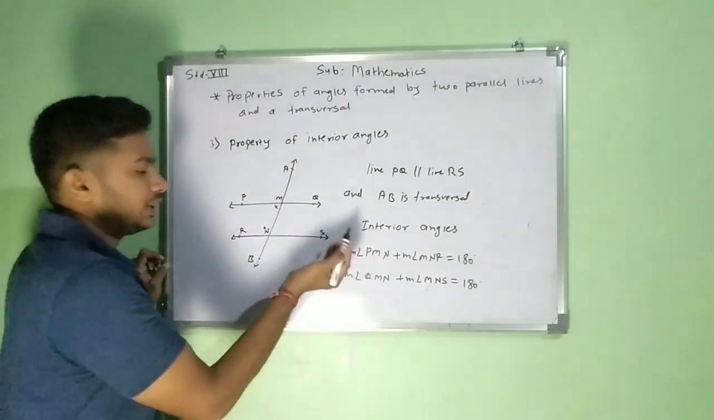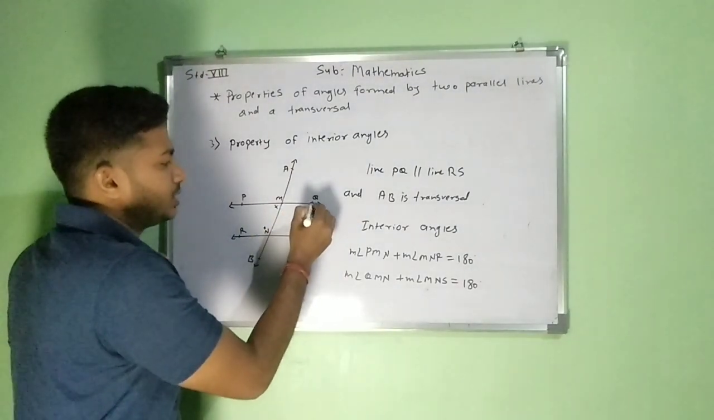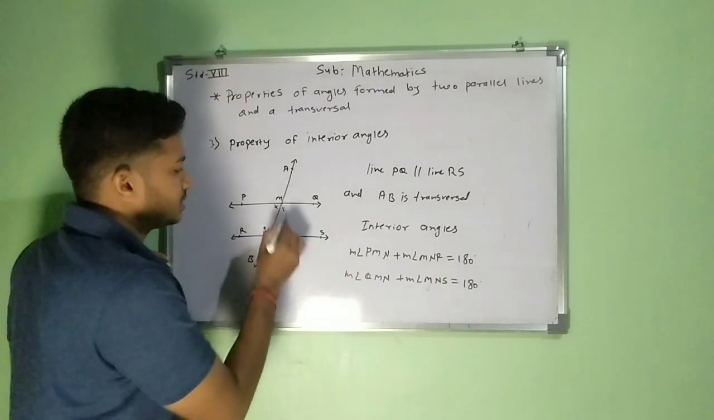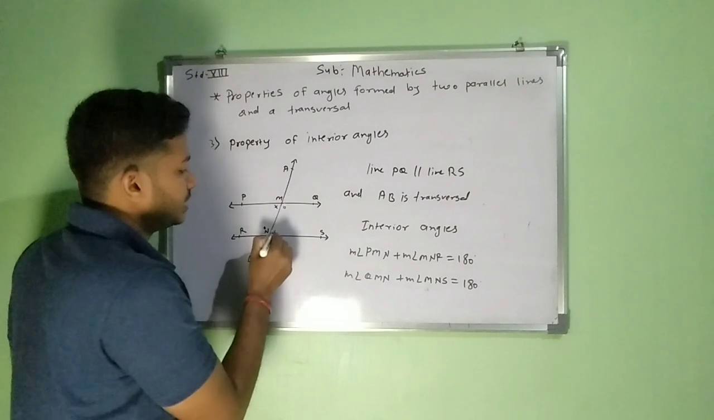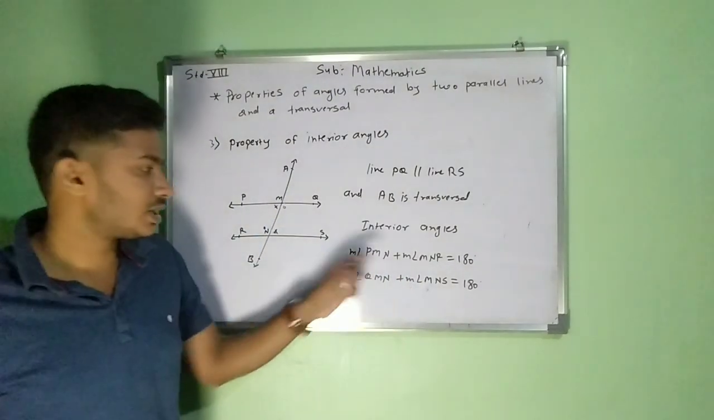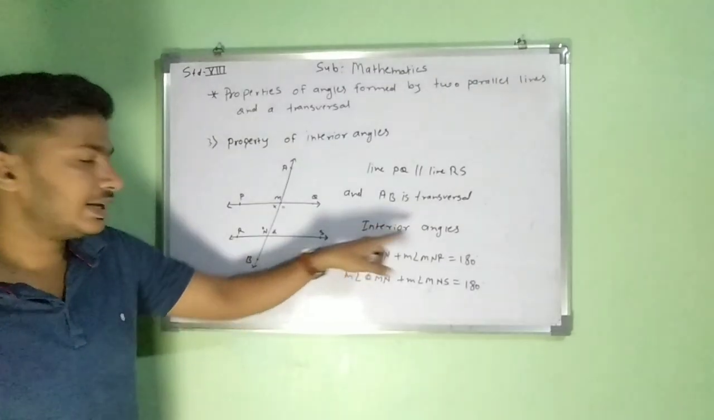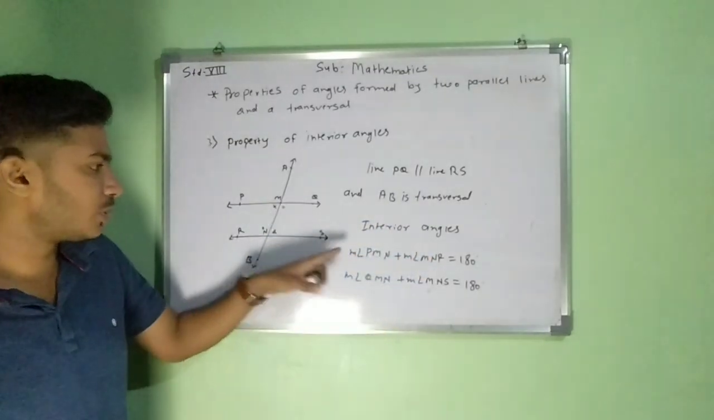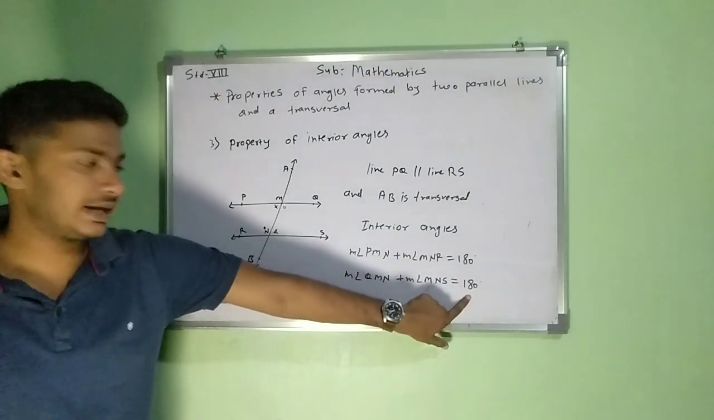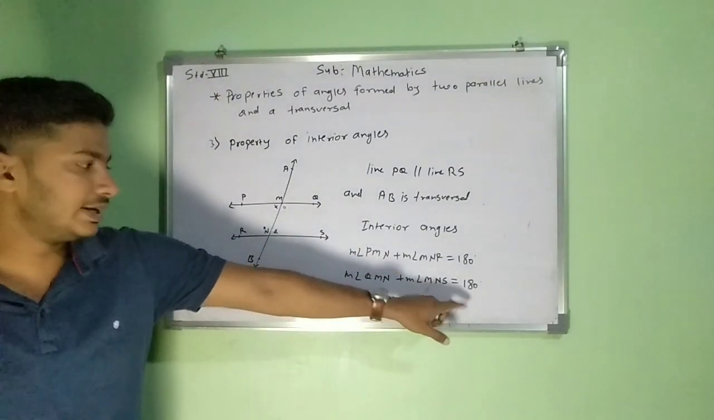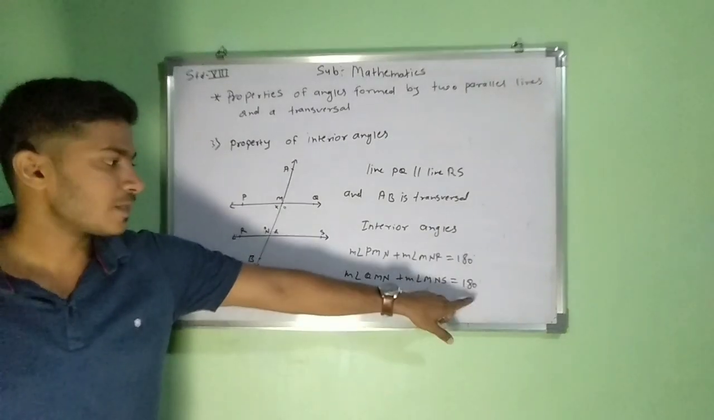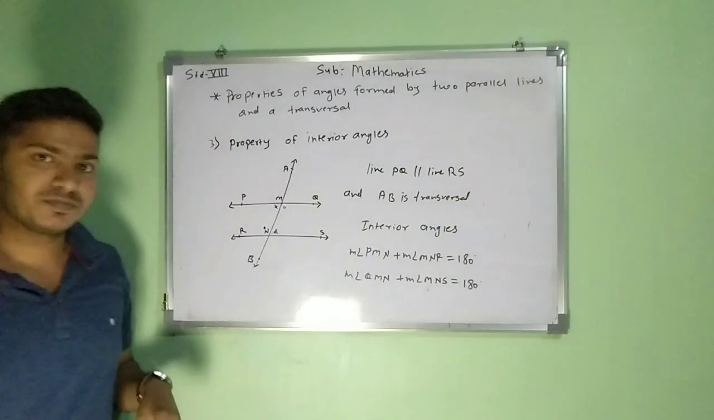Similarly here, on the right hand side, angle QMN, this angle, and angle MNS, this angle, these two angles are also interior angles. The same property will apply here also, they are also supplementary, that means the addition of the measurements of these two angles is 180 degrees.